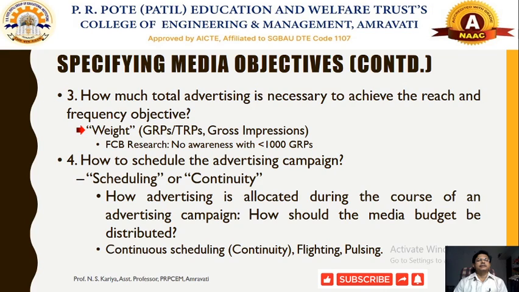Then in the third stage, how much total advertising is necessary to achieve the reach and the frequency objective? Once we are calculating the media reach as well as the frequency, how much total advertising is necessary should be calculated on the basis of the media weight. That media weight is calculated on the basis of gross impressions, generally called gross rating points, and TRP, that is called total rating points.